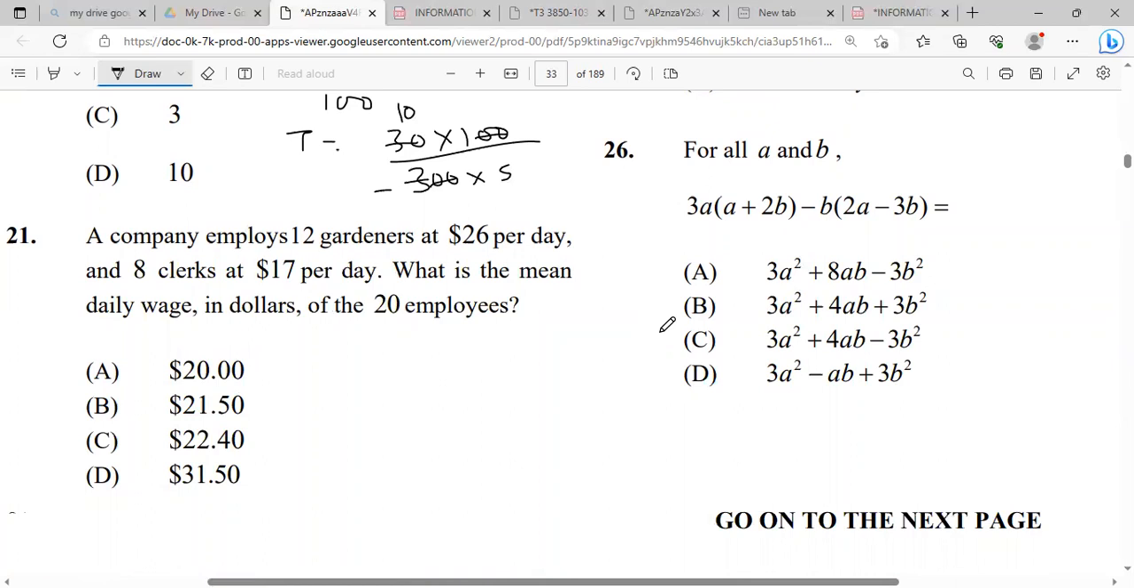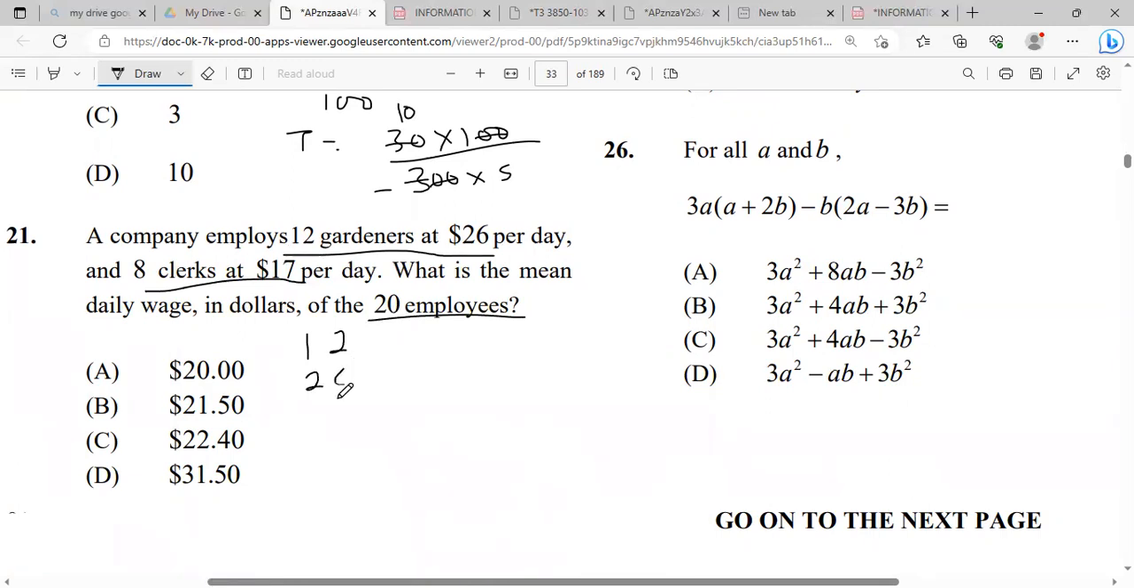All right, so let's look at 21. It says a company employed 12 gardeners at $26 per day, 8 clerks at $17. What is the mean wage in dollars of the 20 employees? So a lot of things are happening, so we break it down. First we need the aggregate.